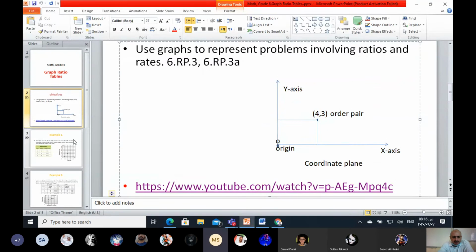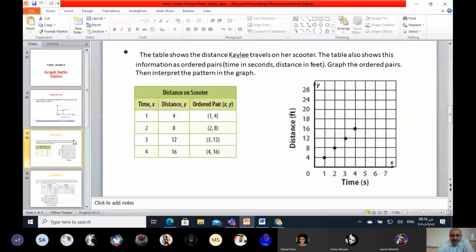Okay, look at this example now. Here we have a table. The first column is time, x. The second column is distance, y. So now x, the horizontal line, means the time in seconds, and the vertical line, y, means distance in feet.